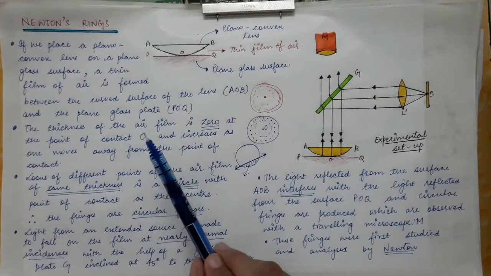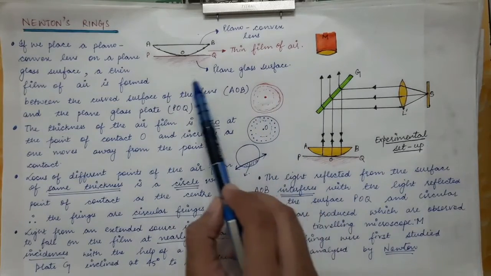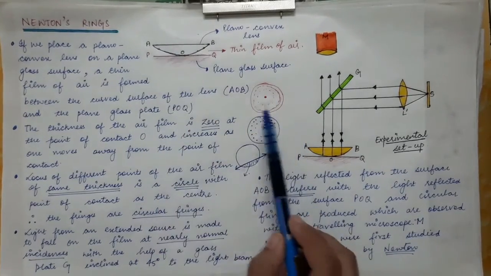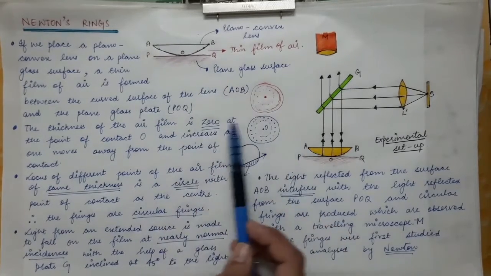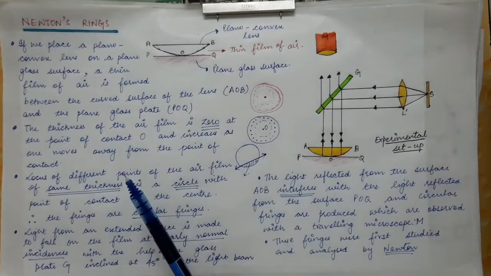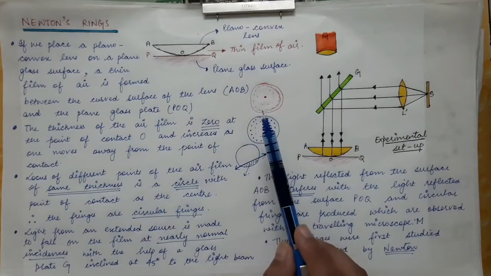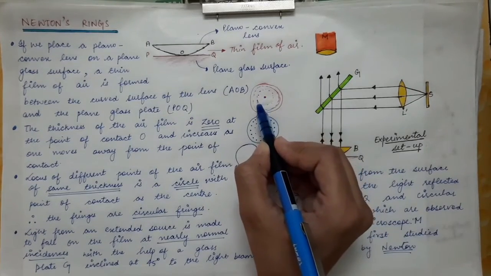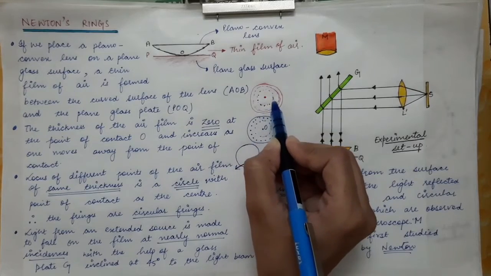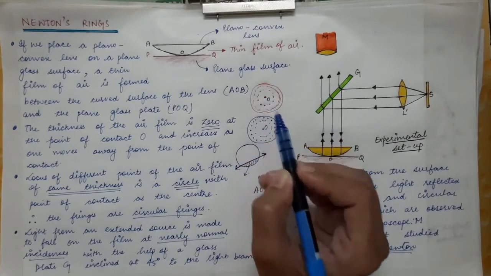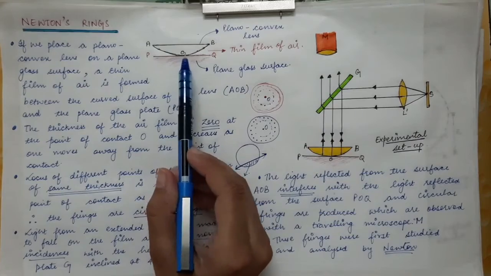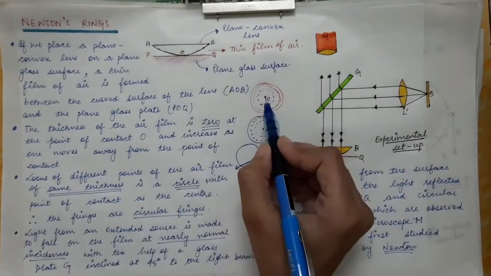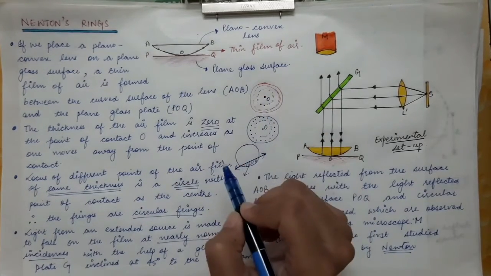So this is a three-dimensional picture. There is a circle when we view this setup from the top, and this curved surface is at the bottom of this circular surface. So all the points which are at equal distance from the central point. So this is the capital O point. This point of contact, as seen from the top, will be at the center of this whole circle.